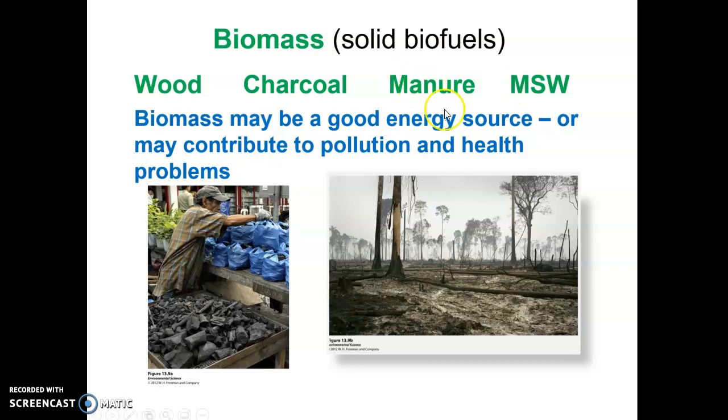So biomass may be a good energy source, but it may contribute to pollution and health problems as well. One thing that we looked at already was the use by the country of Haiti to create charcoal for sale to the Dominican Republic. And that posed health risk to them in terms of direct burning, any particulates that were breathed in. It also served as a source of health issues when the land was deforested and then mudslides occurred, which killed individuals.